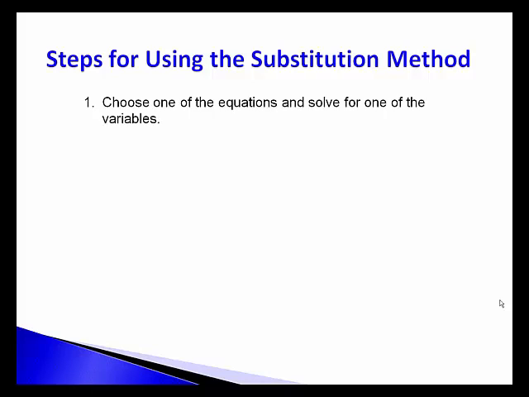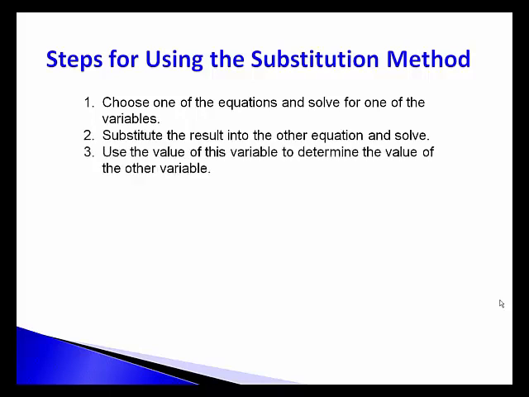First, you choose one of the equations and solve for one of the variables. It doesn't matter which equation you choose, and it doesn't matter which variable you solve for. Once you've done that, you substitute the result into the other equation and solve. Use the value of this variable to determine the value of the other variable. So let's see how this would work.